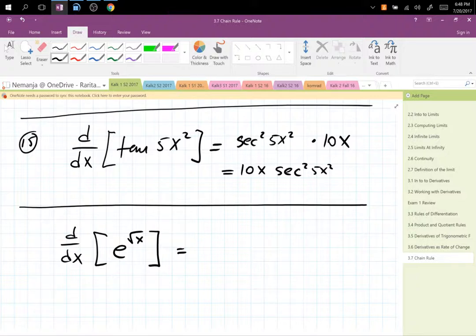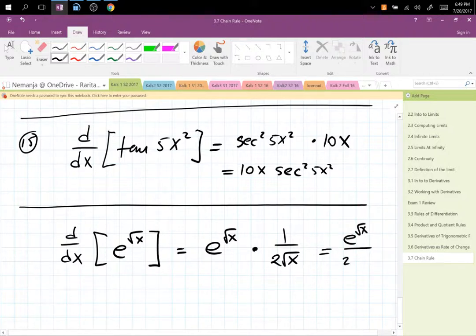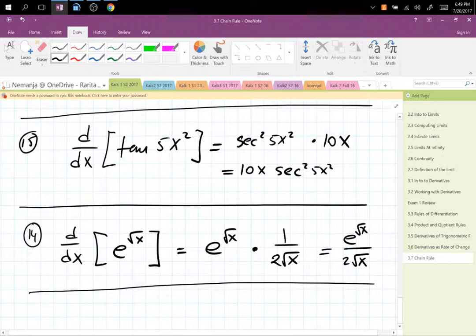All right, so what do I write here? What's the main function? e to the x. So what is the derivative of e to the x? So I write e to the root x, and then times? Yes. So it's e to the root x over 2 root x, right? Nice. So that was problem 14. All right, next problem. Oh, by the way, in the book they give you version 1, version 2, chain rule, and so on. It just doesn't matter. Just do it.